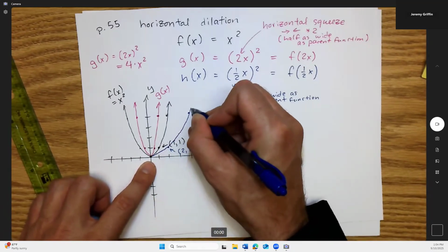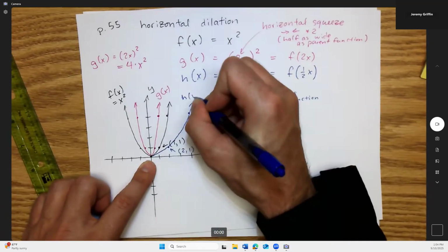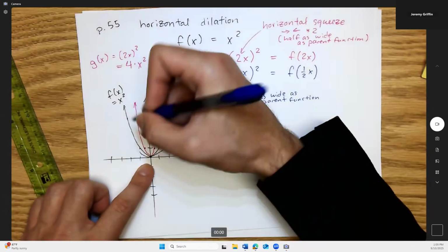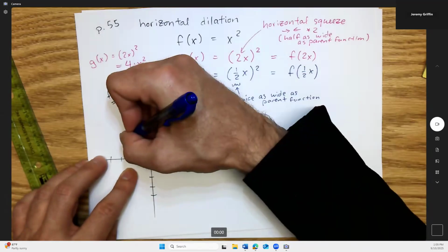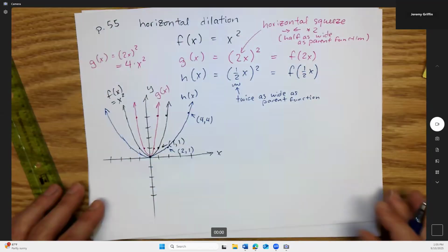Now I got a really wide looking parabola. That's my h of x right here. Really wide parabola, and same thing on the other side. Go back here. Okay, it's going to go up that way. All right, that's my h of x.